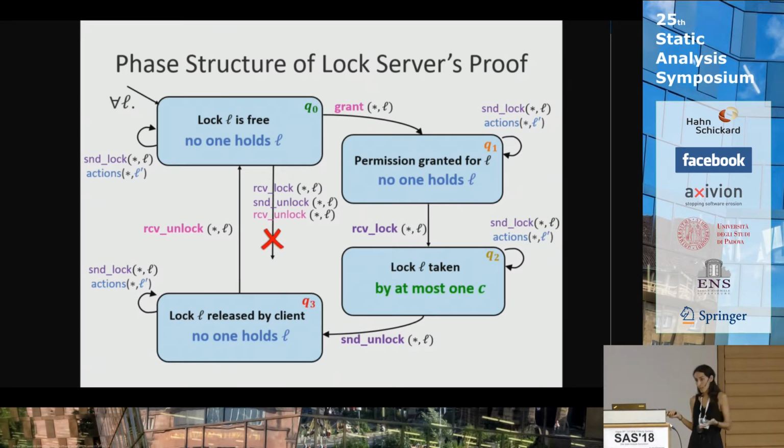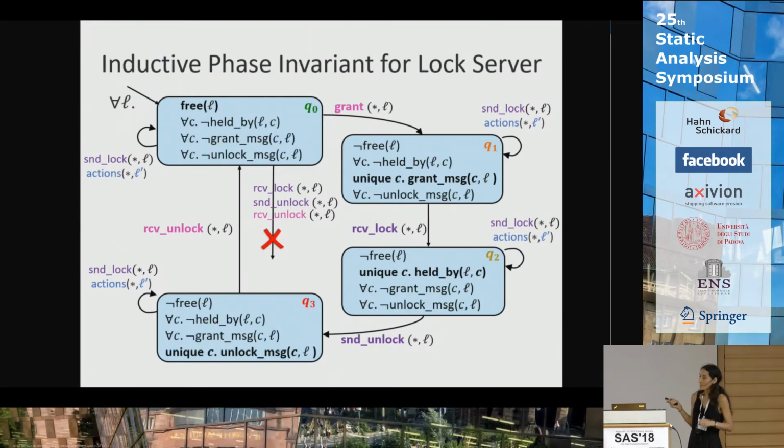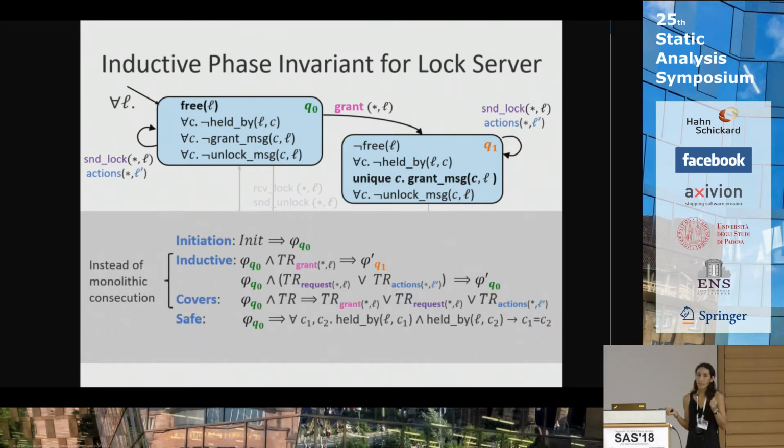And to translate it into a formal proof, we need to replace these words that I wrote there in each phase with formulas that characterize each phase here. And we need to do it in a way that it will become inductive. So this is now an adaptation of the notion of an inductive invariant to an inductive phase invariant.